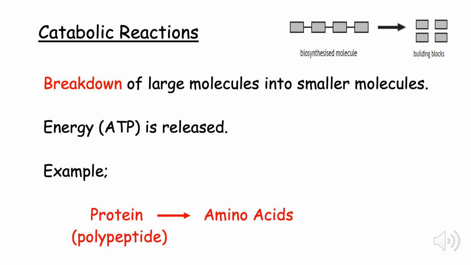So as we just stated, catabolic reactions break down large molecules into smaller ones. When these molecules are broken down, this releases energy. This energy is also referred to as ATP. An example of a catabolic reaction is when a large protein molecule is broken down into small amino acid molecules.